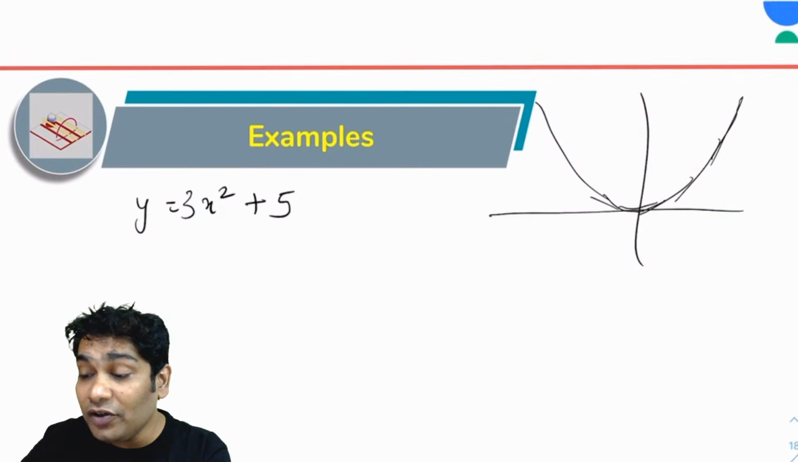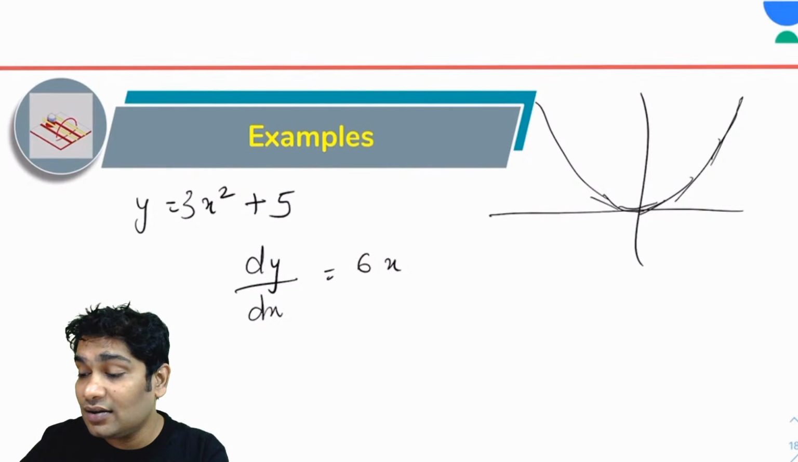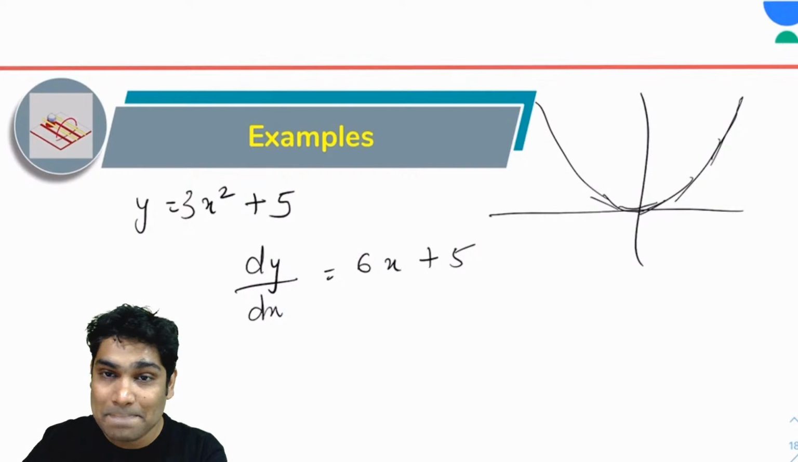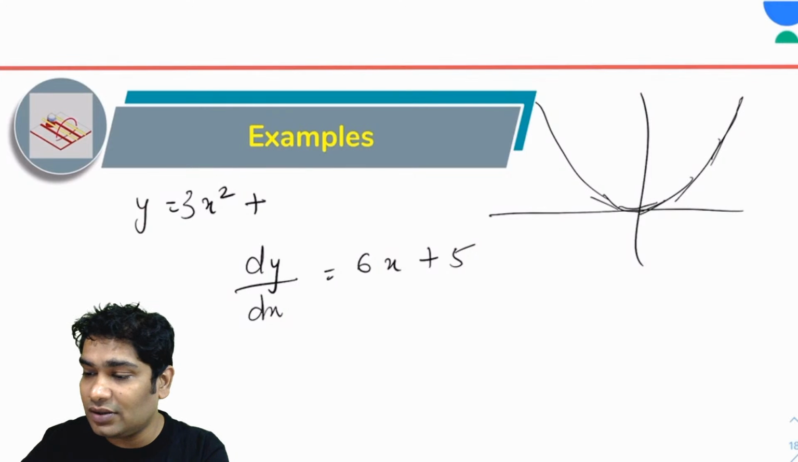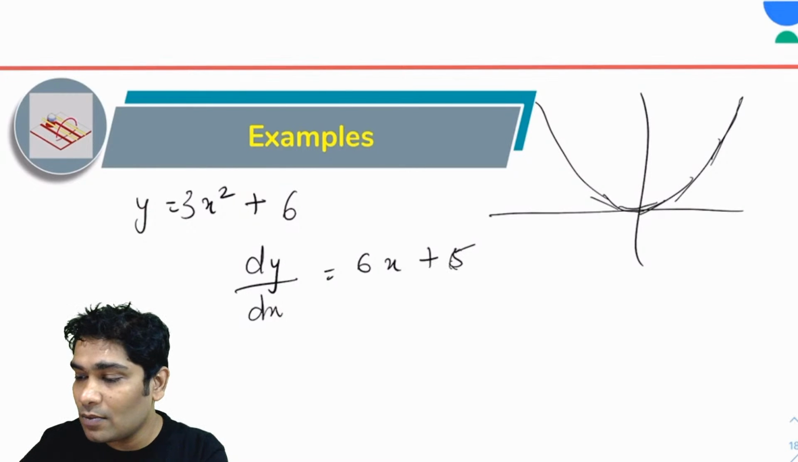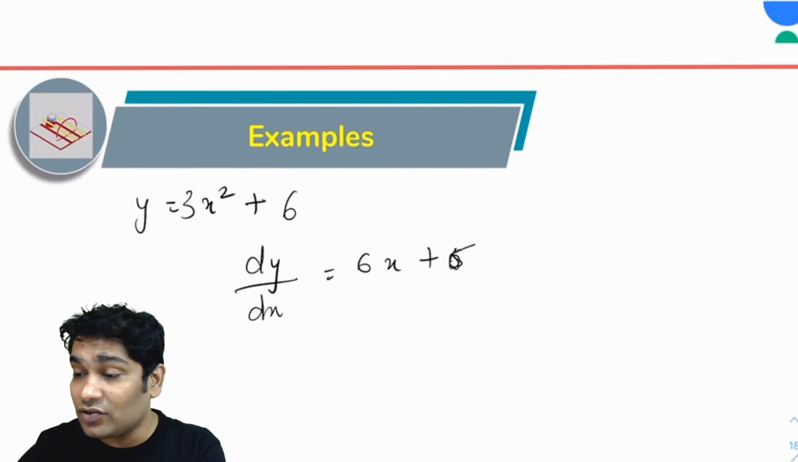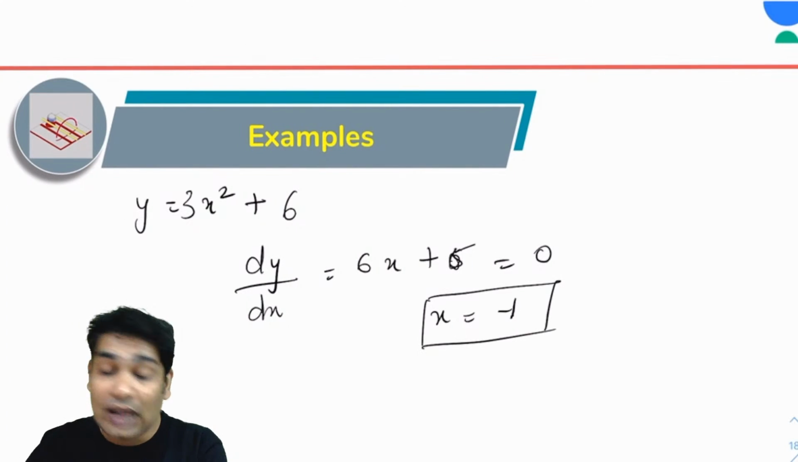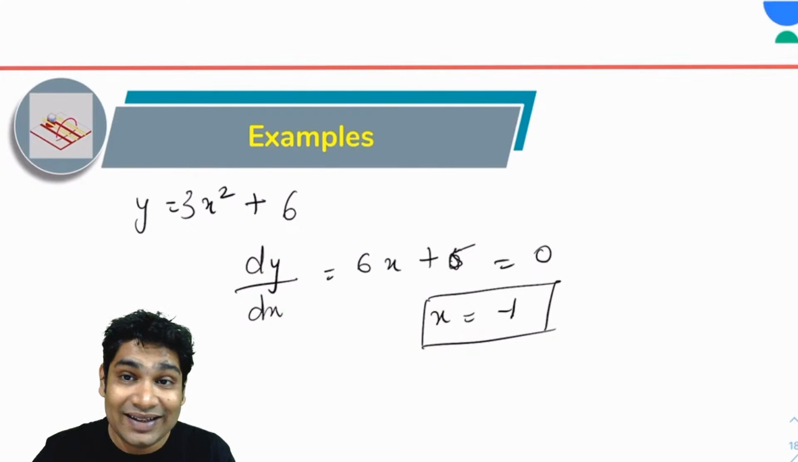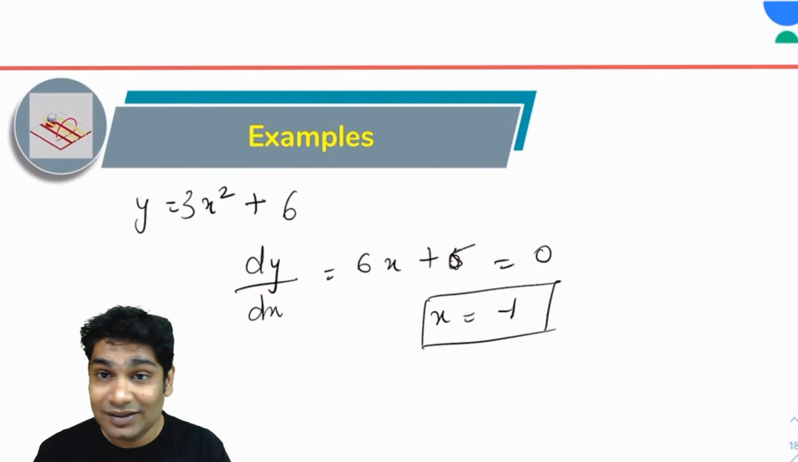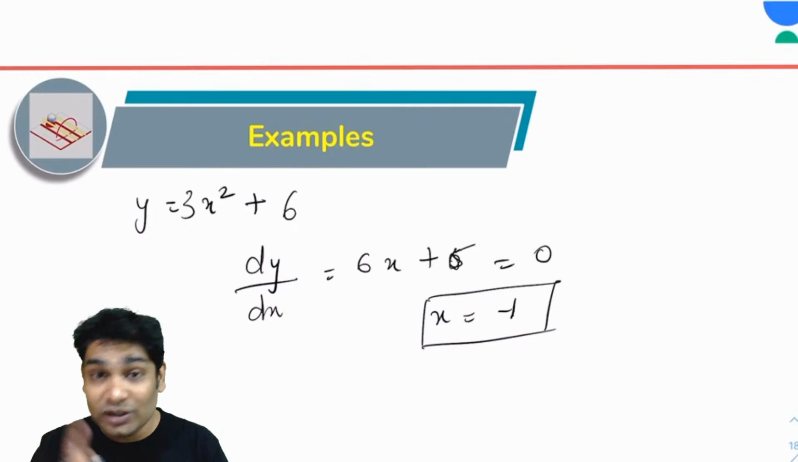When you find the derivative, you get 6x plus 5, or let's make it 6x plus 6 for the sake of simplicity. What do you realize when you solve this? Put this as 0, x equals minus 1. So the maxima or the minima point will come at x equals minus 1. So there is only one root.